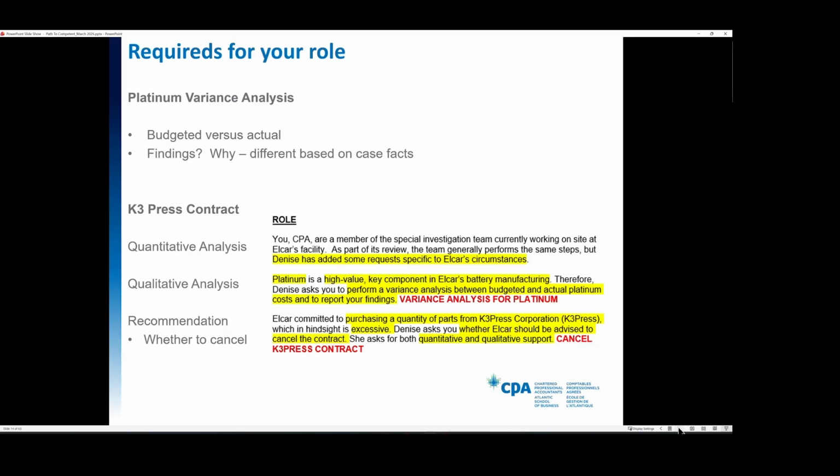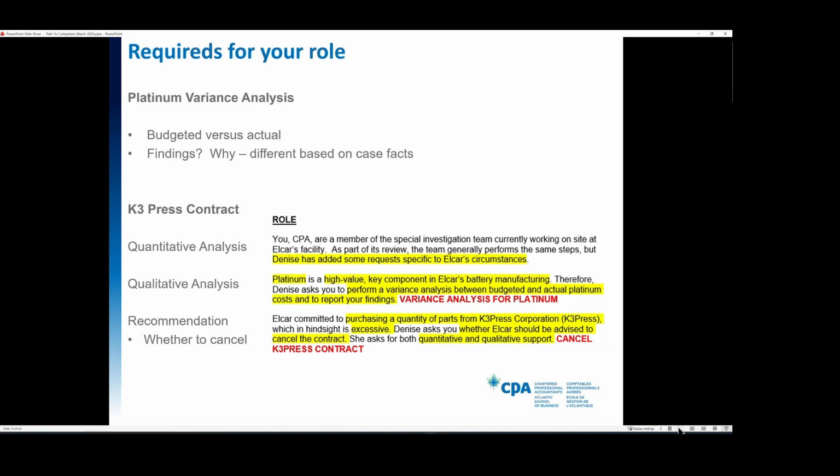So I'm going to use platinum variance analysis as my title, my heading. And I'm going to also include some notes for me. So I know that I need to look at budgeted versus actual. I need to discuss the finding, so whether the variance is favorable or unfavorable.